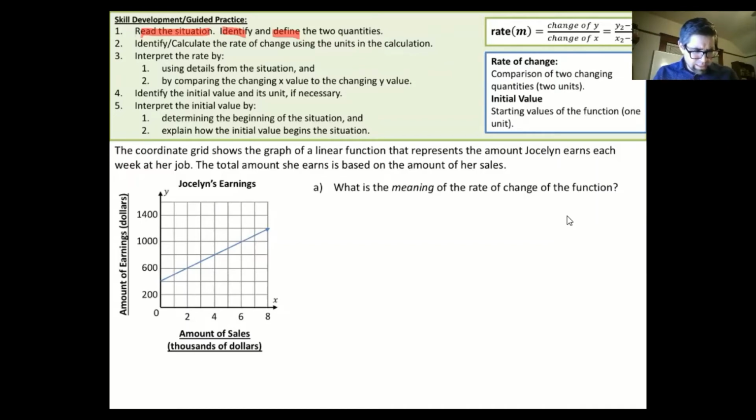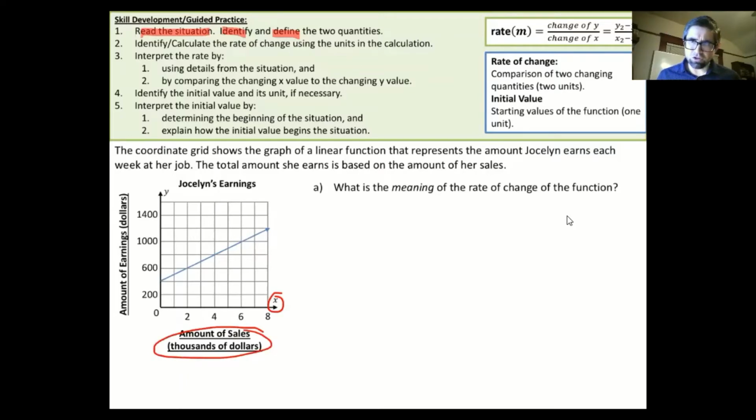On the graph, I see that I have a linear function. I have a straight line and it has a constant rate of change. I also see at the bottom for my x value, right? This is going to be our first quantity, x. We're talking about amount of sales in thousands of dollars.